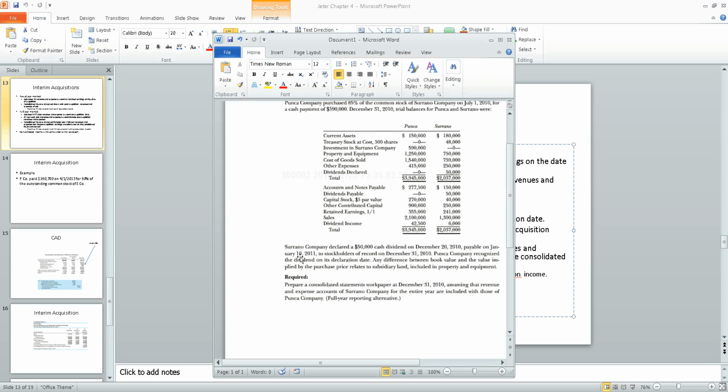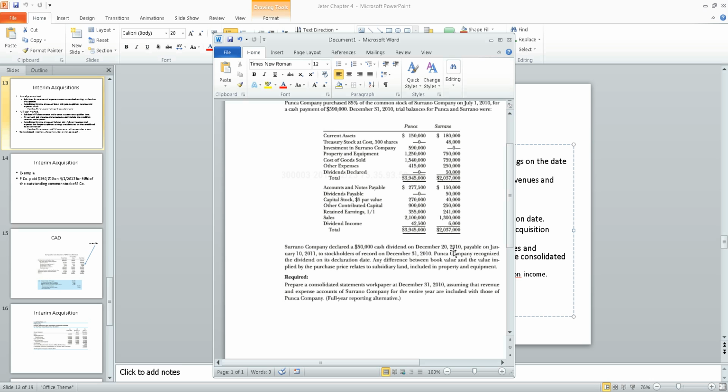We're also told here that the sub declared a $50,000 cash dividend on December 20th, 2010 that's payable on July 10, 2011 to stockholders of record on December 31st, 2010. Punka Company recognized the dividend on its declaration date. The declaration date, of course, was December 20th, 2010. So at December 31st, 2010, the dividend payment had not yet occurred.